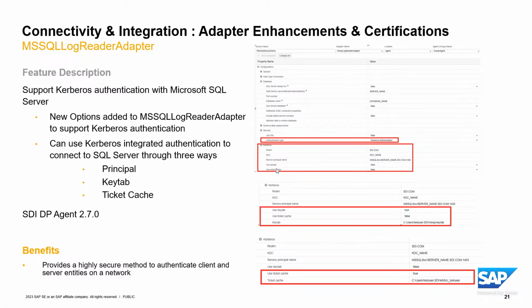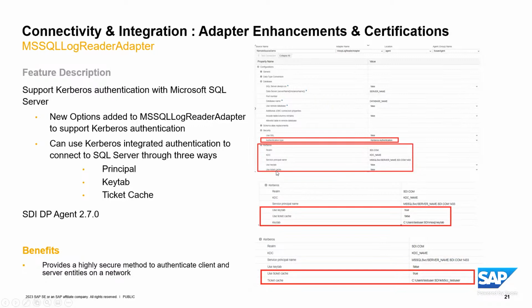Then you have an option, use key tab, which is false by default, and use ticket cache is also false. But if you want to use a key tab, set it to true. When you set it to true, you basically want the module to get the technical user's key from the key tab. The default is always false. When you set the key tab to true, then you need to mention the technical user's key tab.